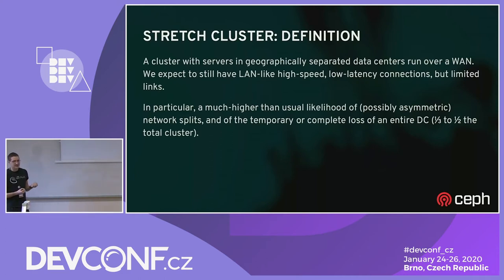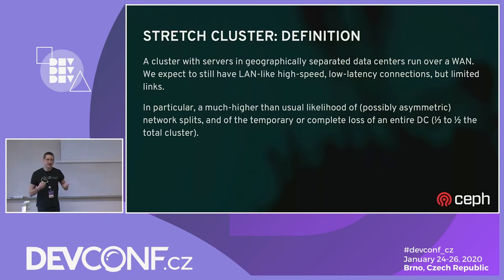But the big difference is that in a data center, you're running on a LAN. You probably have a lot of redundancy in your connections between different servers, whereas in a stretch cluster, you probably have two or three data centers which each have one connection to the others over some kind of dark fiber or rented thing. And so your odds are much higher than usual that you have some kind of network split where one of the data centers can talk to everybody, but one of the other data centers can't. And so you might have portions of your cluster that aren't visible to each other, even though they're all running.